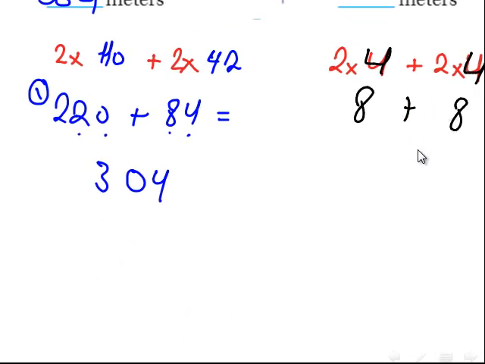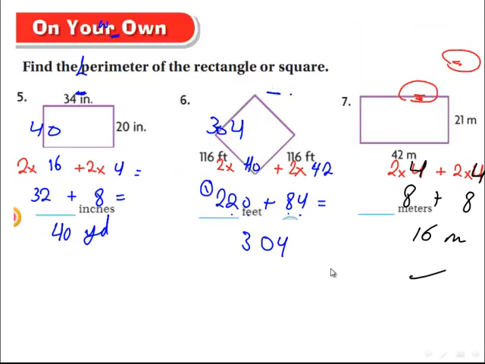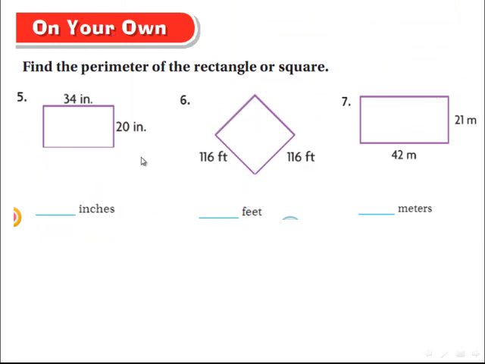8 plus 8. Add all of them together. The final answer is 16. Great job. Now you are right. On your own part, find the perimeter of the rectangle or square. Practice more. You have a rectangle here.